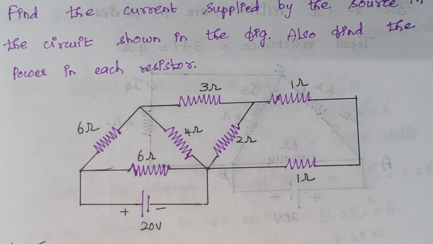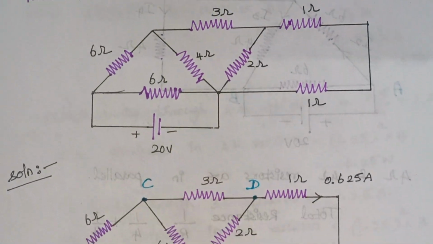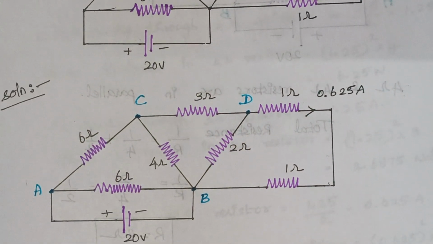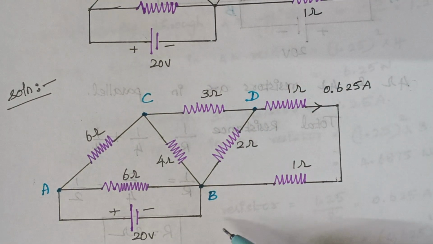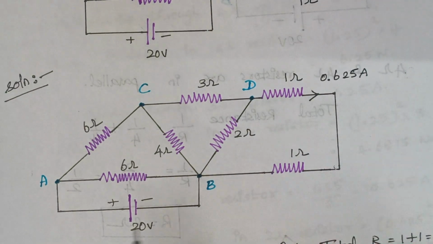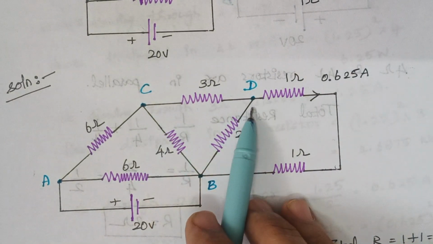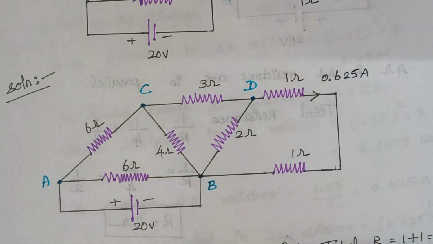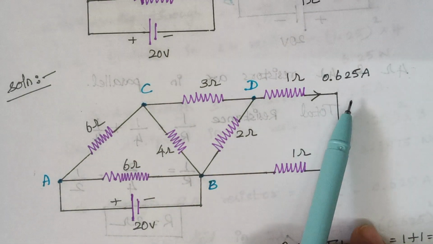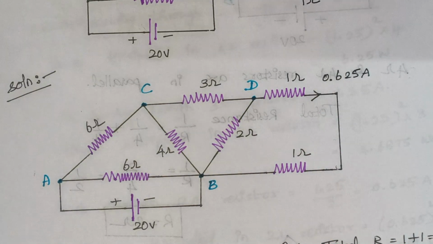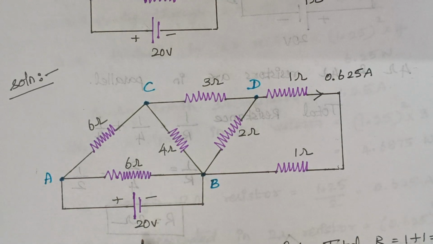The first step is that I am marking the nodes as A, B, C, D so that while solving this network, it will be very easy. So here you see I have taken A, B, C and D. I'll explain the current that flows through the circuit later. The first step is that we are going to reduce the circuit and calculate the total resistance. Once the total resistance is calculated, since we have a voltage source, once V and R are known, we can easily calculate the current that flows through this circuit.